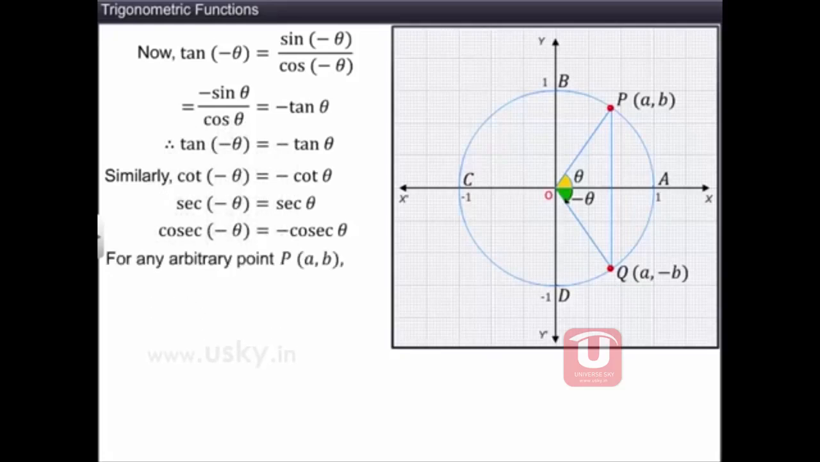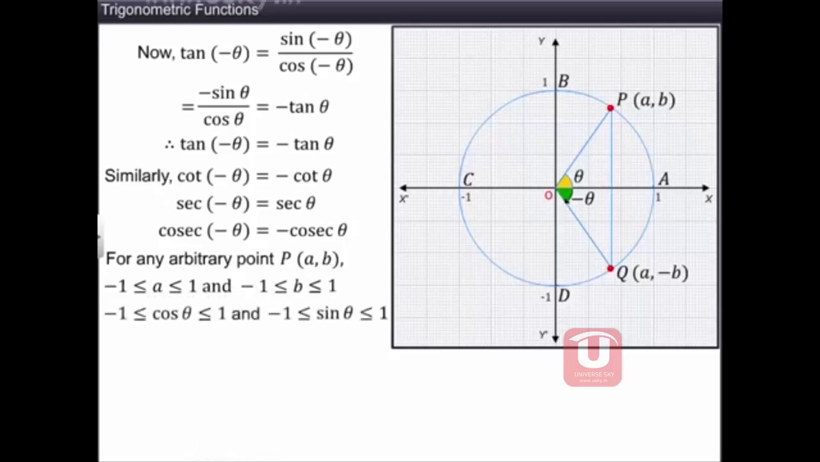Now, take any arbitrary point P with the coordinates (a, b), which lies on the unit circle. The values of a and b lie between -1 and 1. In other words, the values of cos theta and sin theta lie between -1 and 1. Let us now see the signs of trigonometric functions in different quadrants.